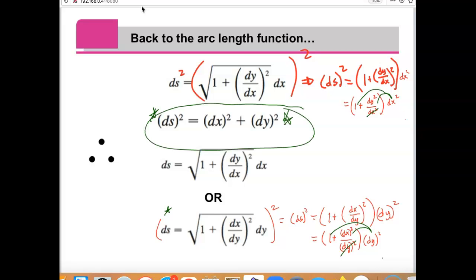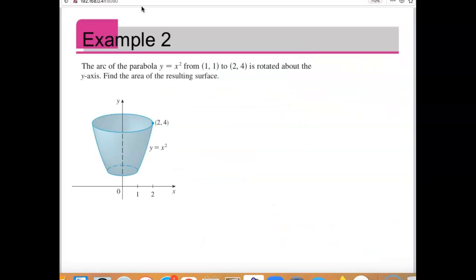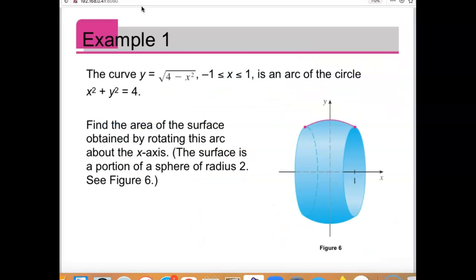So they're symmetric equations, meaning they actually give you the exact same thing, which is really helpful because regardless of if you're rotating around the x or y axis, you can integrate with respect to either variable, which is very, very useful for us because sometimes you may have a function that's described in terms of y.